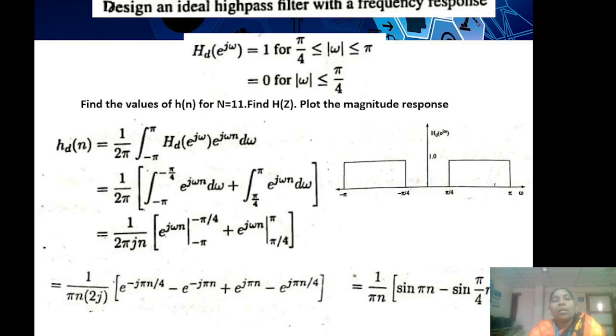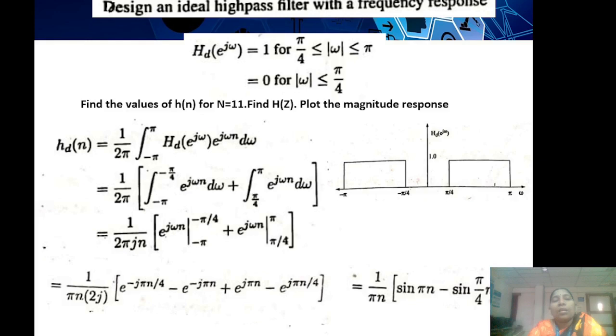Modulus of omega means omega has both positive values as well as negative values. When you take the positive value of omega, it will be pi by 4 to pi. When you take the negative value of omega, it will be minus pi to minus pi by 4. So that's why the limits here are given as minus pi to minus pi by 4 e power j omega n d omega plus pi by 4 to pi e power j omega n d omega.